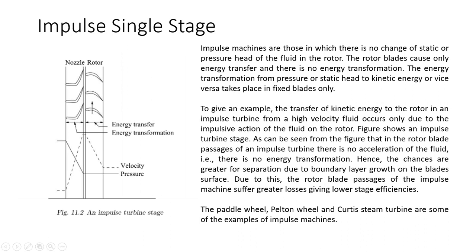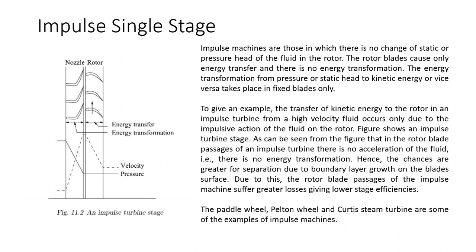So energy transformation will only occur in your stator stage, that is, the static head is getting converted to kinetic energy, increasing the velocity. The energy transformation from pressure or static head to kinetic energy or vice versa takes place in the fixed blades only, that is, your stator blades. The rest is just the same, you go through it. So that is the main idea behind an impulse stage and how the state changes across an impulse stage.